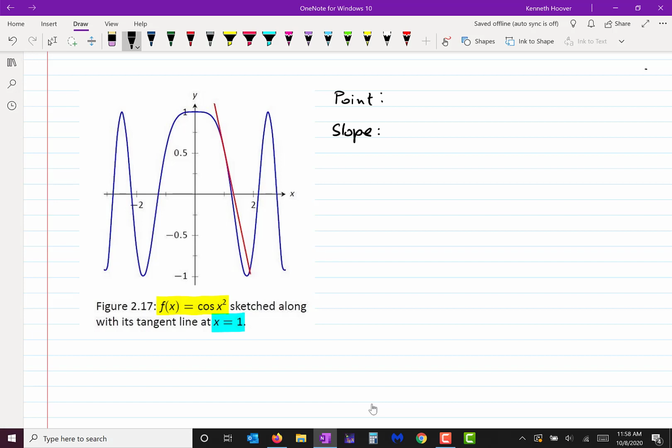Okay, so what's this point of tangency right there? That's when x equals 1. So what's the y value? Can you see there? It looks like 1/2, doesn't it? It's very tempting to just go, oh, it's 1/2. Okay, be careful. It's not. It's close to 1/2, but it's not.